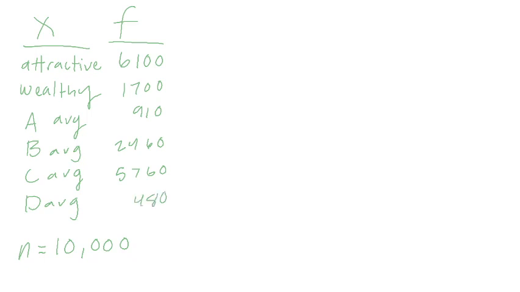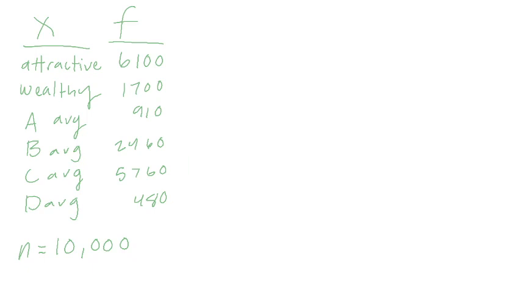Before we get going here, let's think about this data set. Some of these events are mutually exclusive, meaning that one can't exist if the other exists. For example, you can't simultaneously have an A average and a B average. And in fact, if you add all of these averages up, you should get 10,000, because we're accounting for every person's grade average in general here.